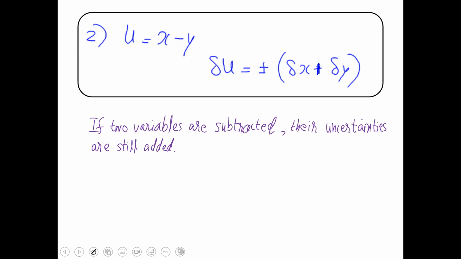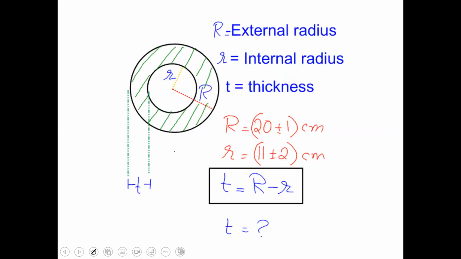Done, sir. So rule number 2 is there. When the formula is in terms of subtraction, you will subtract the variables in the routine way, but uncertainties are not subtracted, as already mentioned in the start. Now look at this example.